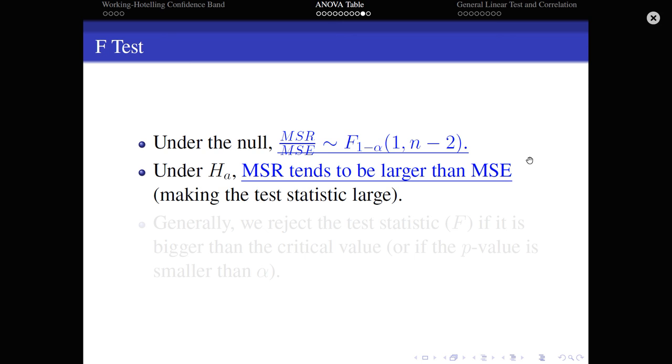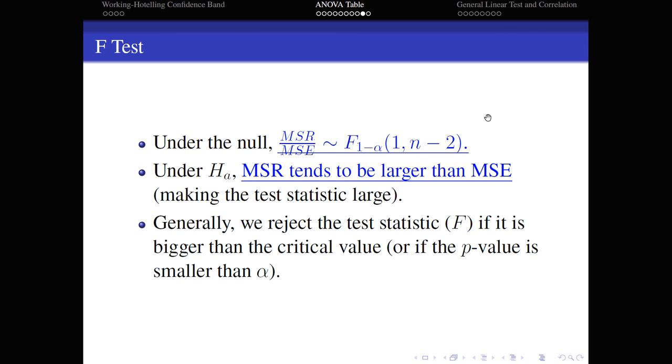Under the alternative hypothesis, beta 1 would actually mean something. Beta 1 is non-zero. So under the alternative hypothesis, because beta 1 is non-zero, the mean squares regression tends to be larger than the mean squared error, and that would make this test statistic bigger than 1. Typically, we reject the null if the test statistic is bigger than the critical value. Or again, like so many of our statistics, we'll get a p-value. If the p-value is less than alpha, we reject the null.